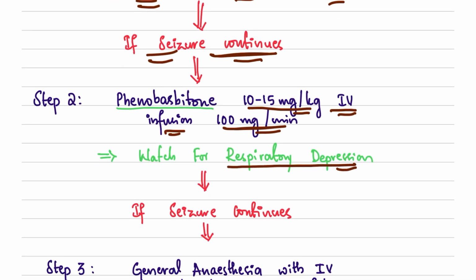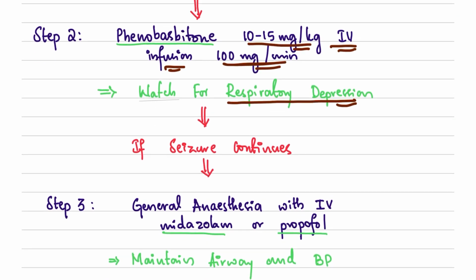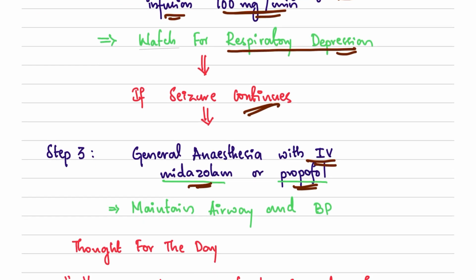And if the seizures are still continuing, following that you will go for step 3, that is general anesthesia with IV midazolam or propofol. Understand it? If the seizure is still continuing, make sure you move on to step 3 by giving them general anesthesia with IV midazolam or propofol. And when you are giving general anesthesia, make sure that you are maintaining the airway and BP of the patient. This is very important. You often forget to maintain the airway and blood pressure. So maintain the airway and blood pressure while giving the general anesthesia with IV midazolam or propofol.